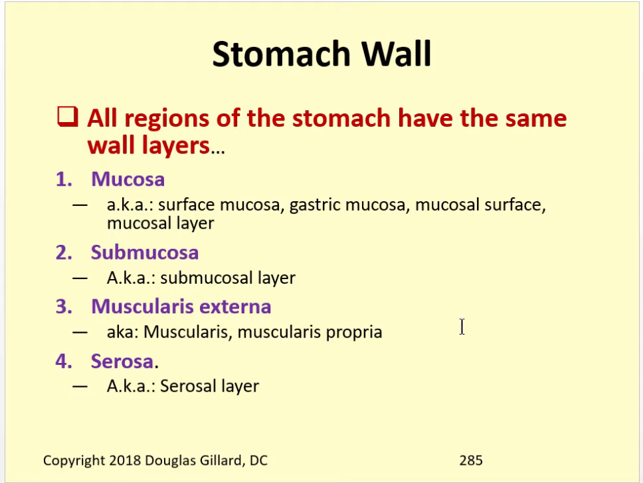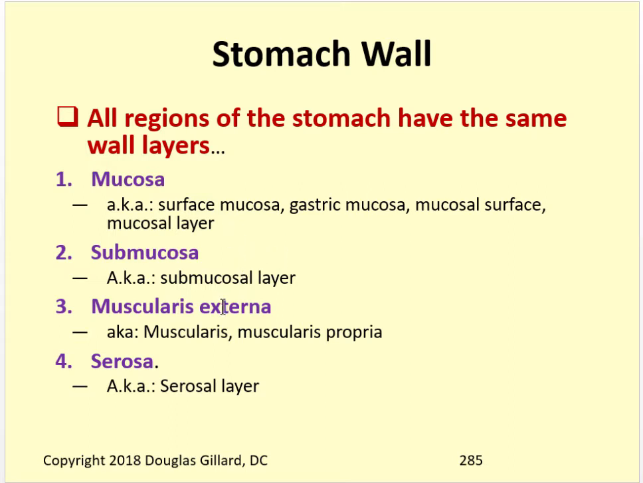Okay, stomach wall. Here's the official layers now. So going from inside to out, from the lumen where all the acid and gastric juice is, out. First layer is the mucosal layer. Got some AKAs for that. Surface mucosa, gastric mucosa, mucosal surface, mucosal layer, oxyntic surface I've heard before. Okay, then we have a submucosal layer, submucosa.